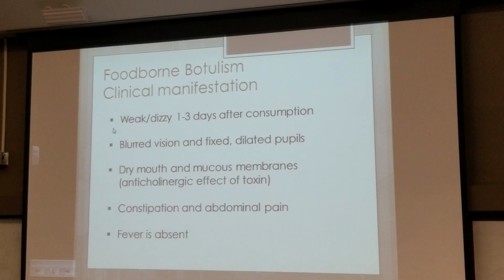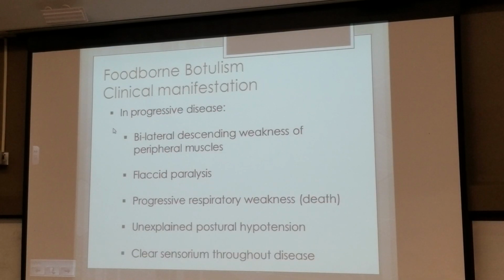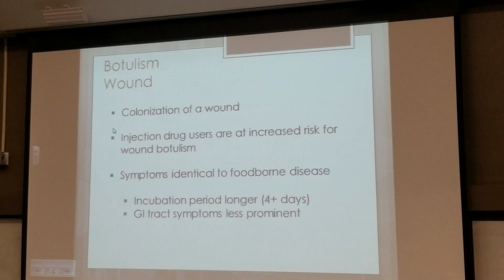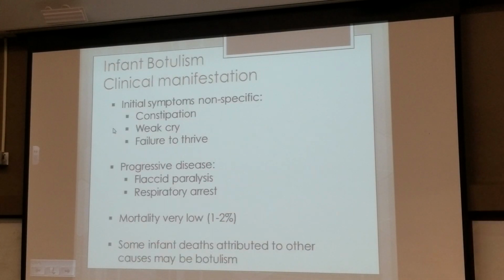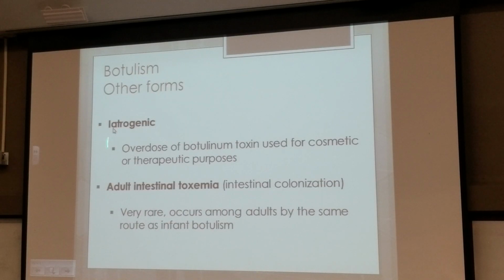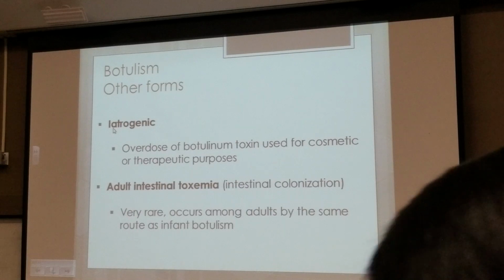Okay, so you've got foodborne here. Know the symptoms of foodborne botulism in terms of what it does. Obviously, you as dentists, your patient's got a dry mouth because of the effects of the toxin. And then just progressive disease and the flaccid paralysis. So, wound botulism we talked about, and then most common form in US, infant. Also be aware of the fact you do get iatrogenic and adult intestinal toxemia.